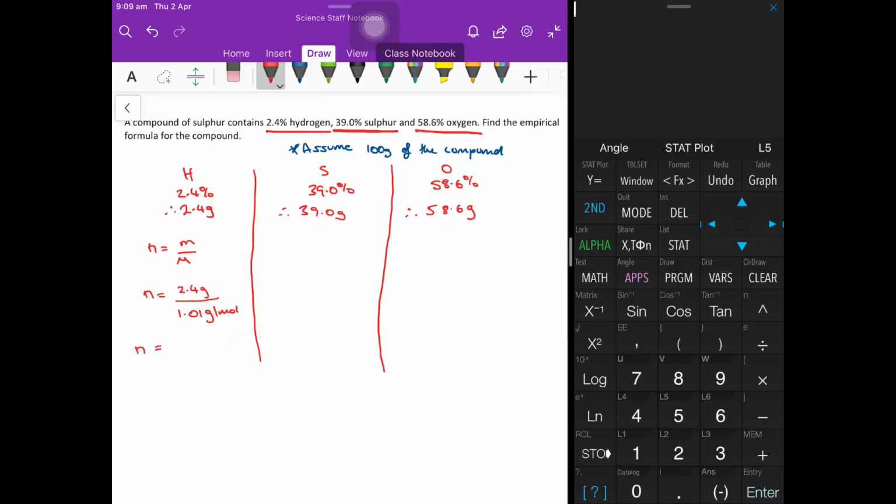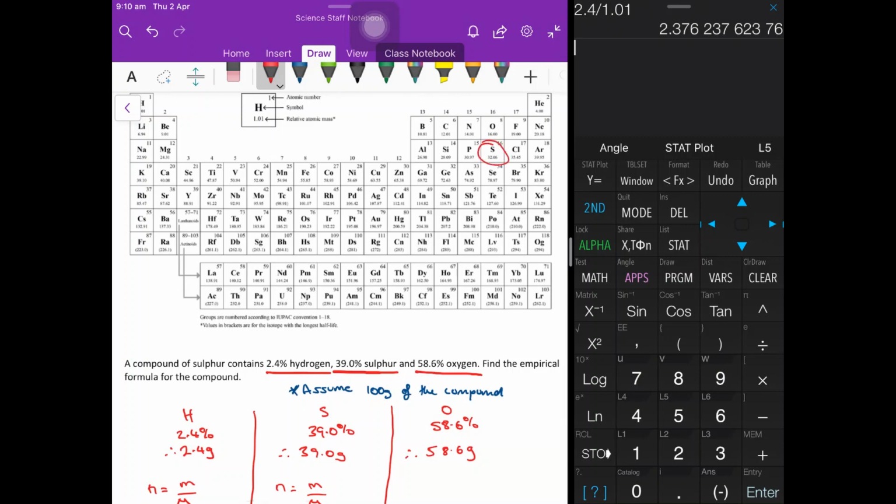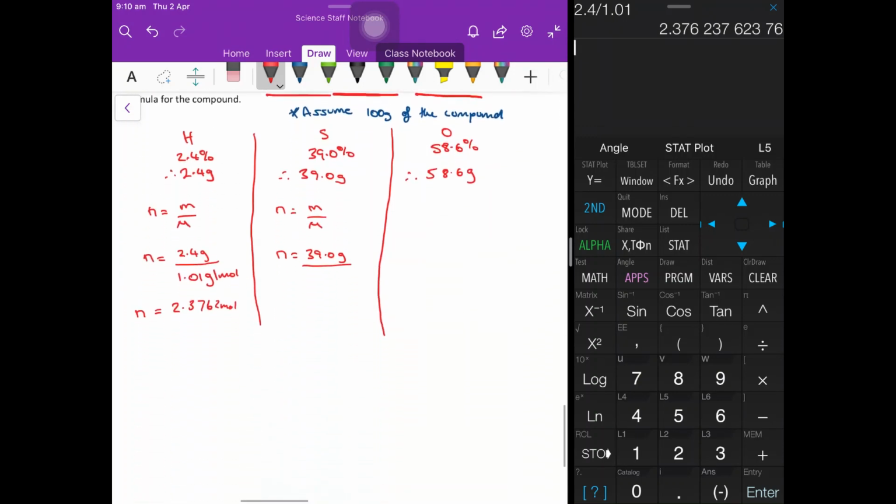So the number of moles of hydrogen, if I go over to my calculator, is 2.4 divided by 1.01, and it's equal to 2.3762 mole. Let's do the same for sulfur. So the number of moles of sulfur is equal to the mass divided by the molar mass. The number of moles is equal to the mass, which is 39.0 grams, divided by the molar mass of sulfur. And the molar mass of sulfur is 32.06.